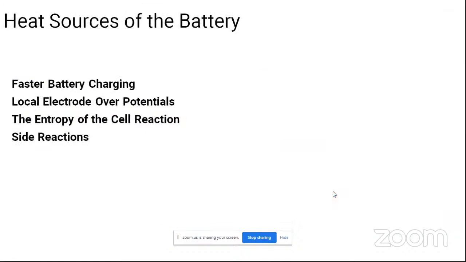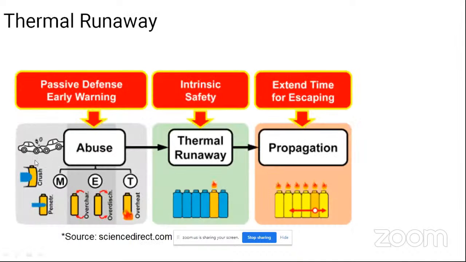So I told you, in mechanical abuse, we can build a car with structures so that in case of any accident, the impact should at least not reach the battery pack. Similarly, in case of electrical abuse, we have a battery management system which takes care of overcharging and over discharging of the cells or the battery pack. But in case of thermal abuse, there is a thermal management system of the battery pack which will take care of this. So we will be discussing that thermal part.